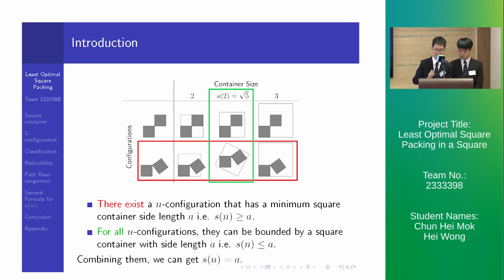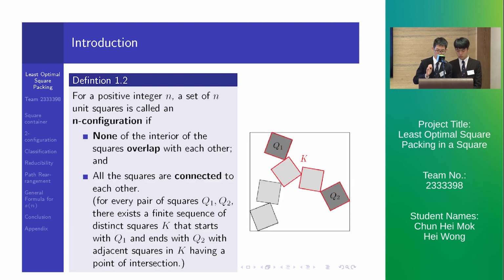Now, to find Sn, there are two steps. First, in order to show a lower bound, we have to find the minimum square container size of a specific configuration of n squares. Then, to show an upper bound, we have to prove that all configurations of n squares can be bounded by a square container of a specific size. Together, the exact values of Sn can be found. We call a set of n unit squares an n configuration, and to make the problem interesting, we restrict that the squares can't overlap and have to be connected, meaning that there's a path connecting each pair of unit squares.